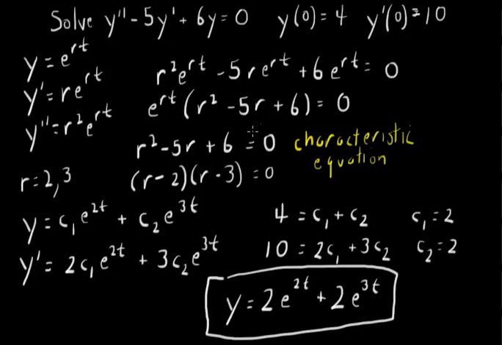And again, the path is we find the characteristic equation, we solve the characteristic equation. That tells us the forms of the solutions. We have the constants out in front, and we use the initial conditions to solve for the constants.